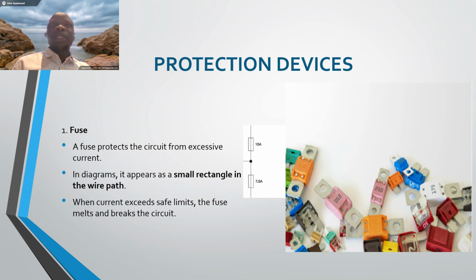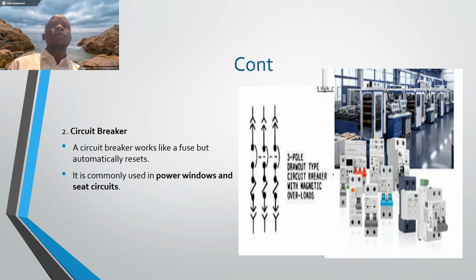In protection devices, we will see the symbol for fuse. A fuse protects the circuit from excessive current. In the diagram, it appears as a small rectangle with a wire passing through in between. When current exceeds the safe limit, the fuse melts and breaks the circuit.